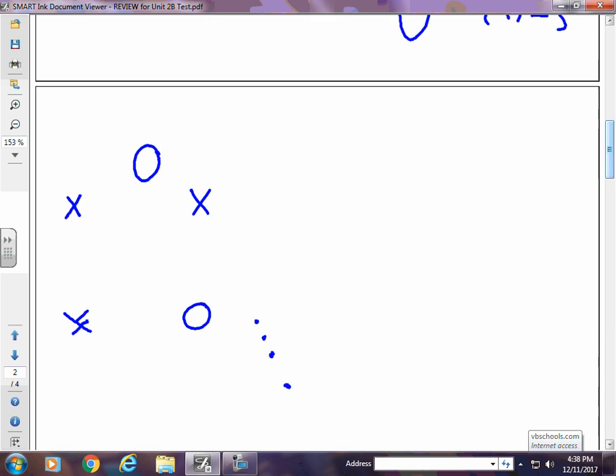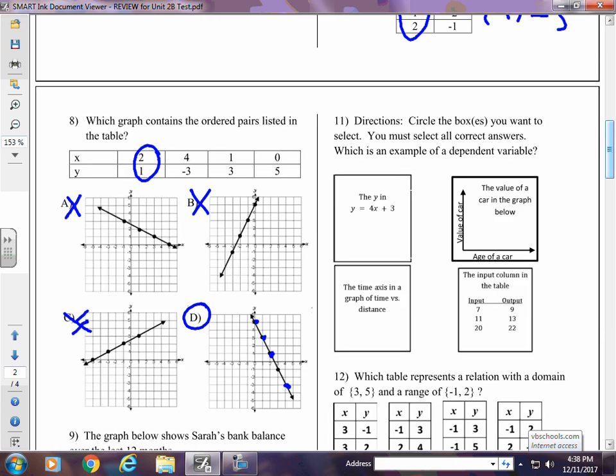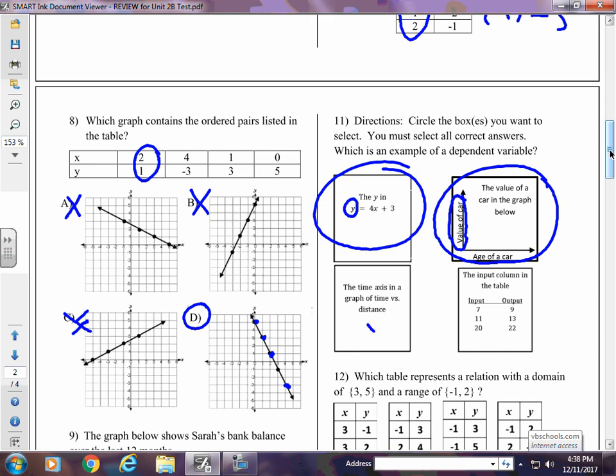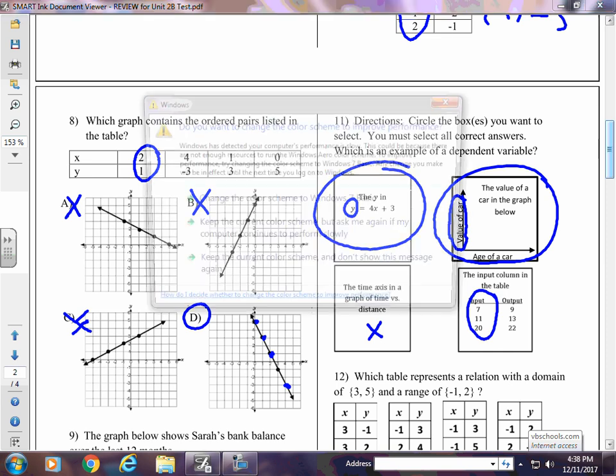Right, for number 11, we want to pick out all the correct answers that show the dependent variable. Remember, dependent is synonymous with y value, synonymous with output, and synonymous with the y-axis. All right, so the y in the equation, yes, that's the dependent variable. You should be picking that one. The value of the car, which is this y-axis, that is dependent, so you should be picking that one. The time axis in a graph of time versus distance: time is always x, so we don't want that one. The input column in the table, that's always x, so we don't want that one either. So the only two that fit the answer are the first two.